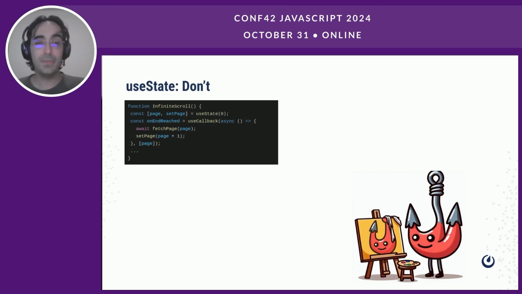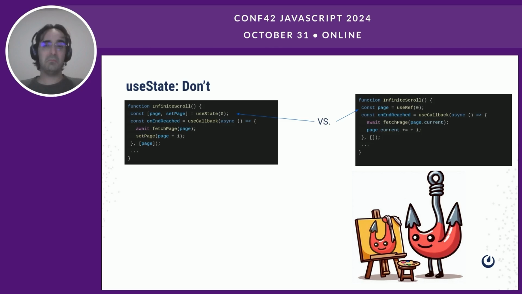Another thing, don't use useState. See this example. We have an infinite scroll and we have to keep loading more pages of data. But we are not showing the page anywhere because it's an infinite scroll. So why are we storing the page in a state? There's no need to store it in a state. We don't need to re-render if the page changes. We need to re-render when we get new values, but not when the page changes.